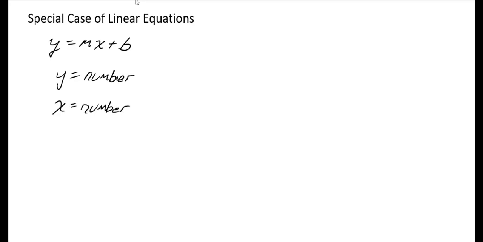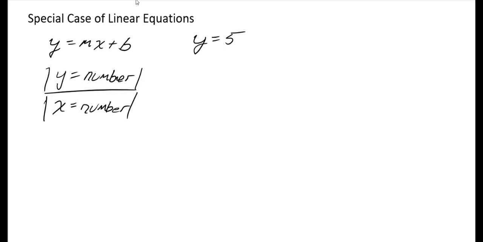So we've been looking at linear equations of the form y equals mx plus b. Now we're going to look at equations where it's y equals a number or x equals a number. These are two separate types of equations. Let's start with y equals 5. So y equals a number, and I just chose 5. How would we graph this?